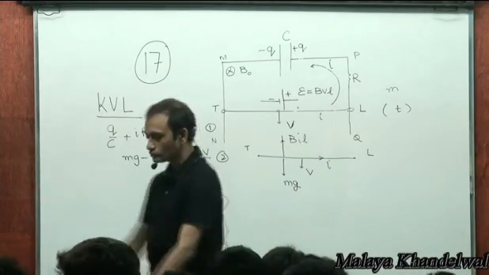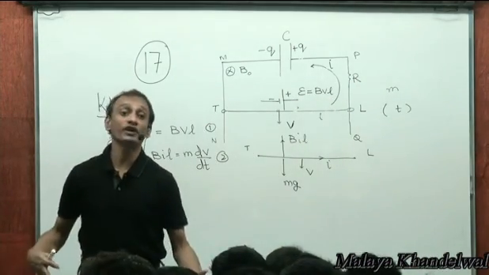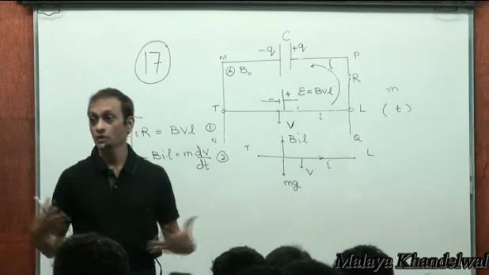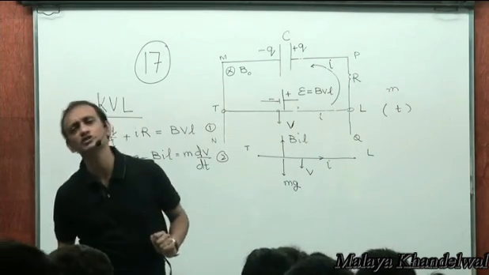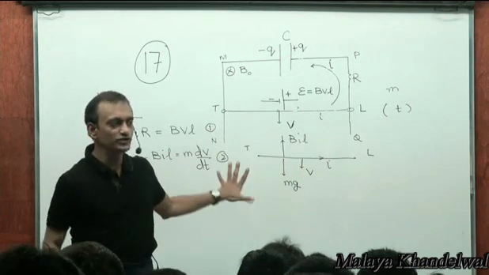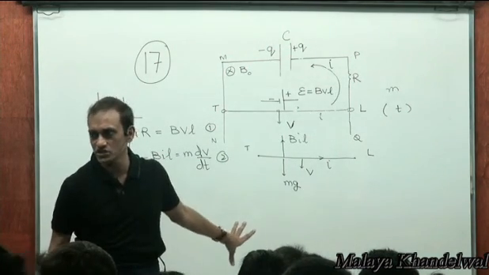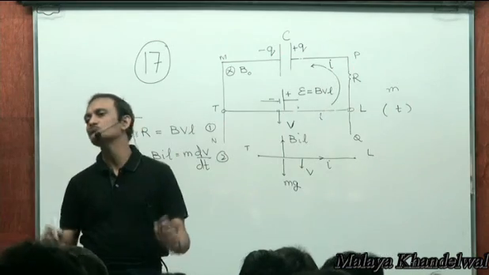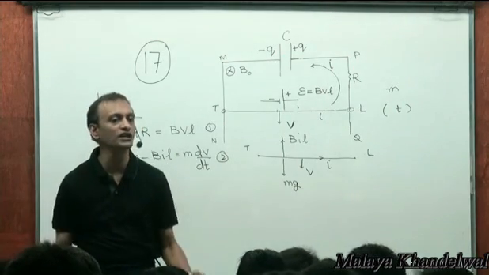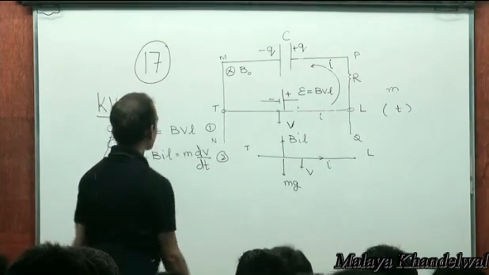Now, I need to find I max. Given this, this is the physics of the problem. Now the next thing is just the mathematics. All right? There is no more than this as far as physics is concerned. The mathematics of the problem. I want to find I equal to I max.